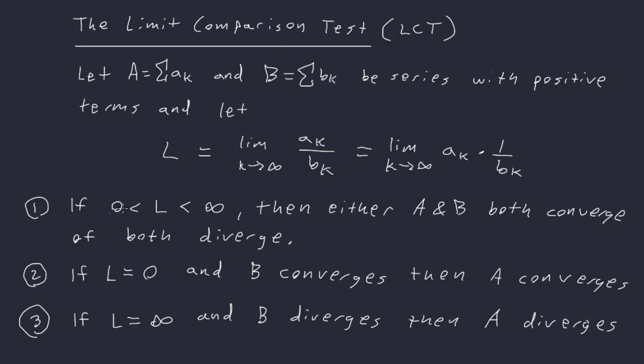Anyway, so if L is between 0 and infinity, in other words, if L is finite and non-zero, so positive and finite, then either A and B both converge, or both diverge. So what this says is if we're taking the limit as k goes to infinity, first of all, if these guys don't go to 0, we don't even worry about it. So that means we get a 0 over 0 case. Okay?